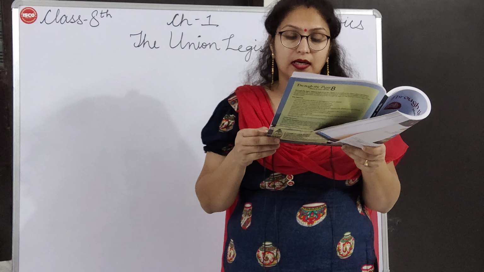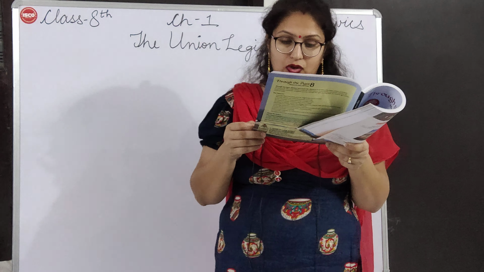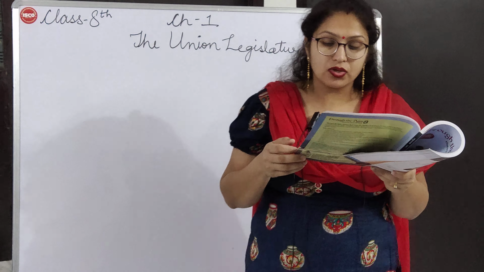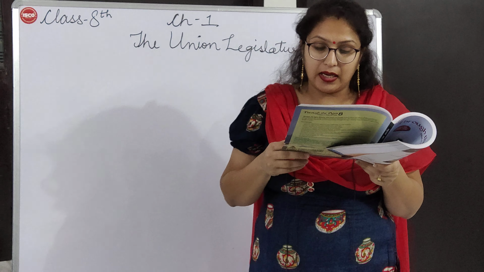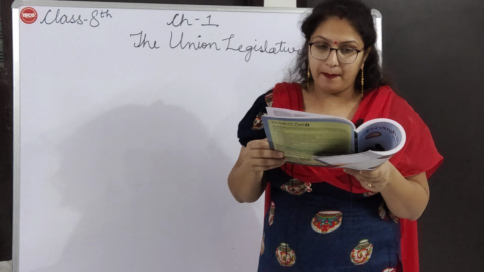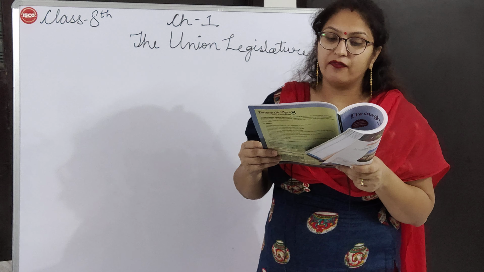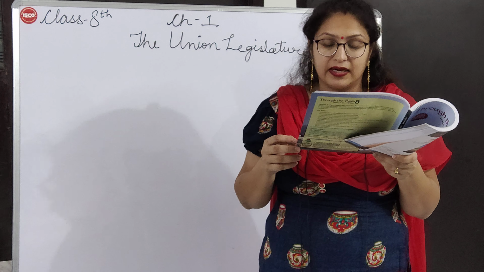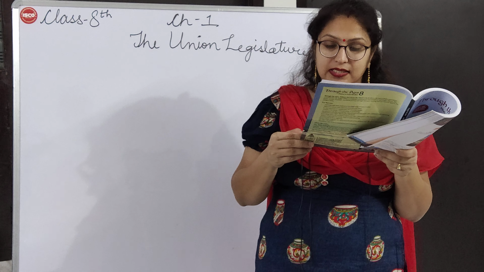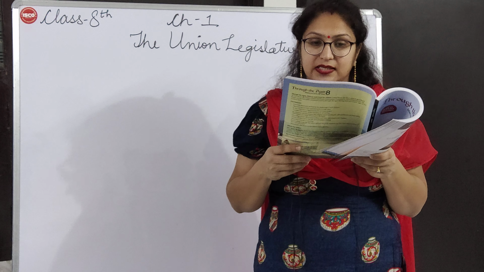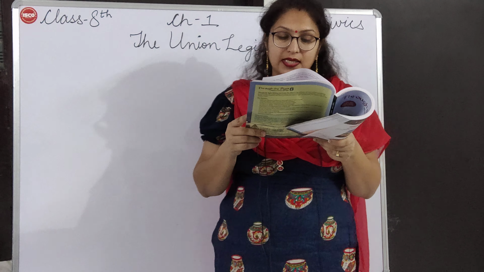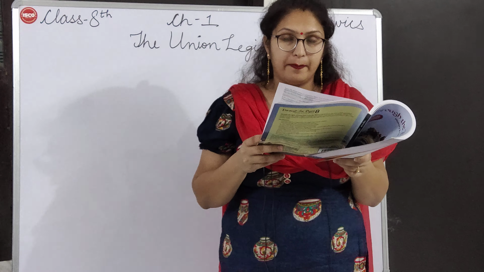Then the Rajya Sabha. The Rajya Sabha or the Council of States is the upper house of the parliament. Just like we have read that the Lok Sabha was the lower house, the Rajya Sabha is the upper house of the parliament. The maximum strength of the Rajya Sabha is 250 members. In the Lok Sabha we had 552 members, and in the Rajya Sabha we have 250 members. 12 members of the Rajya Sabha are nominated by the president. So in Lok Sabha there were 2 members nominated, and in Rajya Sabha there are 12 members nominated by the president.